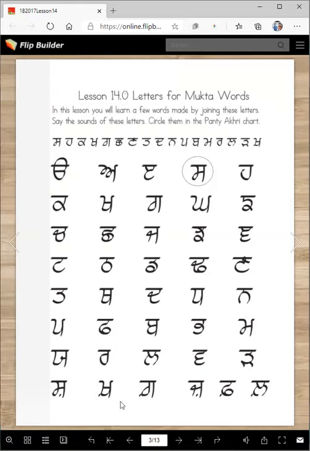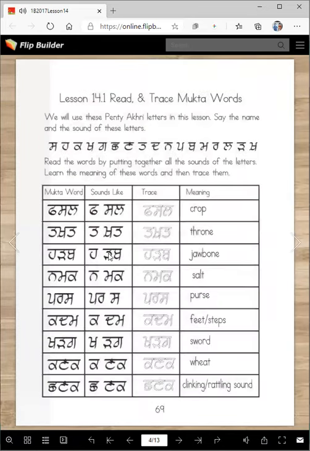Kaka and kaka are almost same. Kaka is said deeper in the throat. It's a Persian sound. You may or you may not say it. Either way, it's fine. Again, these are the same letters. S, h, g, k, g, ch, n, t, d, n, p, b, m, r, l, r, right?